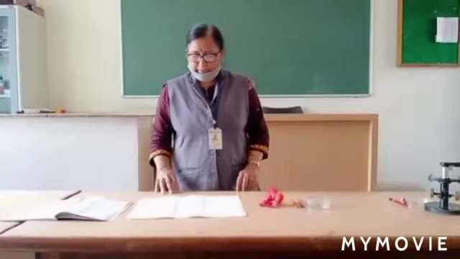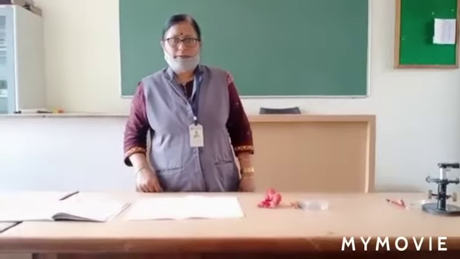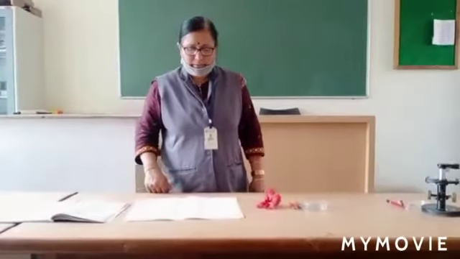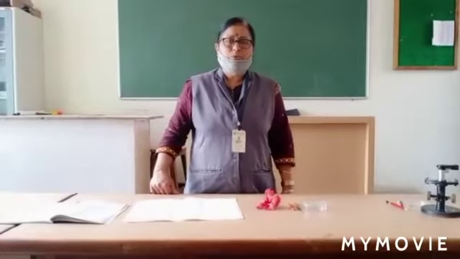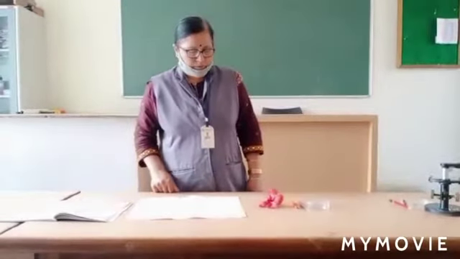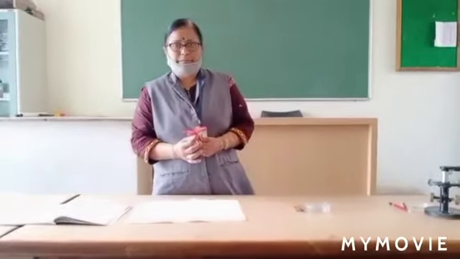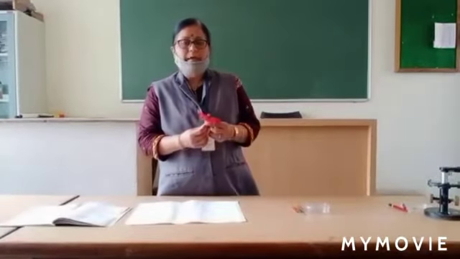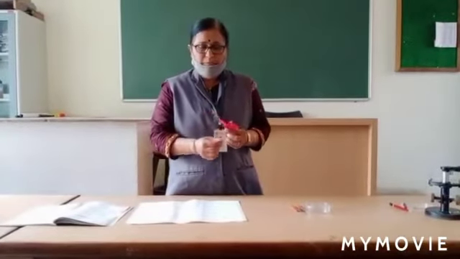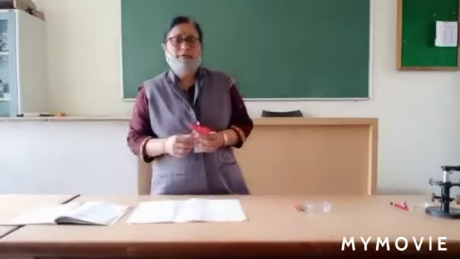The first experiment is the dissection of a flower. So what is a flower? A flower is a highly condensed shoot meant for reproduction, that is sexual reproduction. So we have selected the hibiscus flower for our study. We need to describe this flower and then display separately all the whorls.